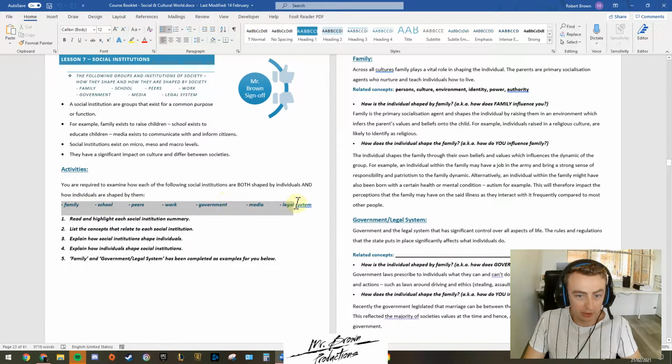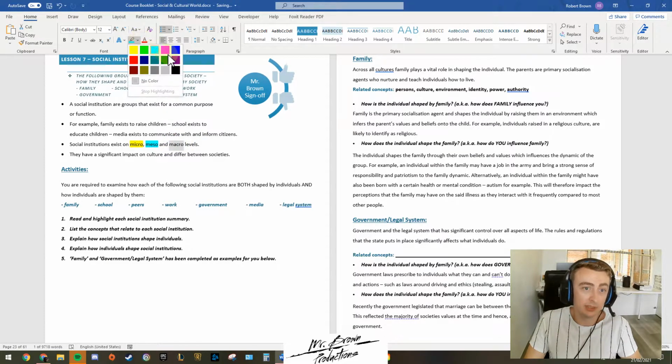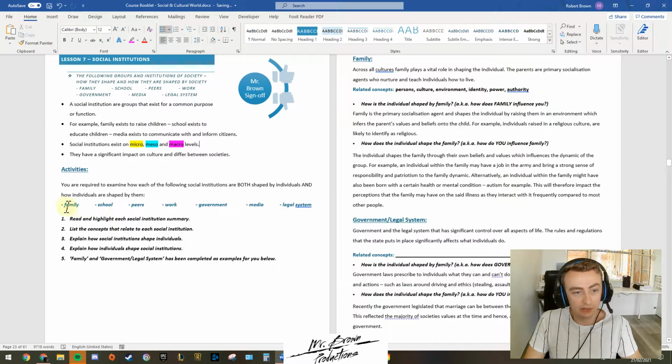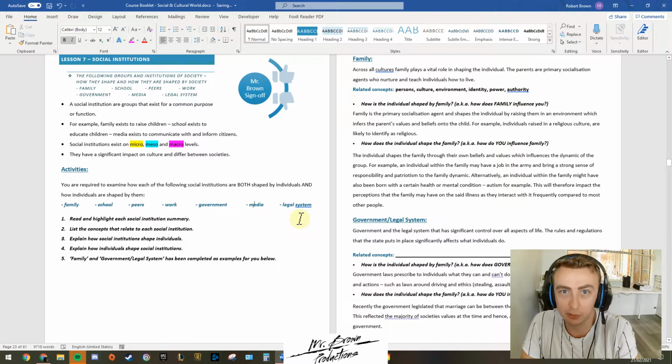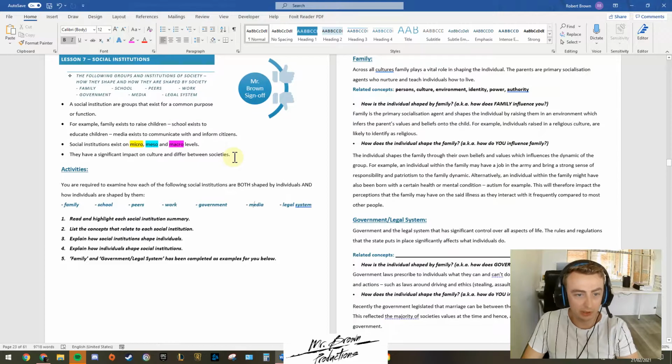So what I want you guys to do is, I've listed them all here. I would like you to highlight these 3 different colors like so. This is just something I thought of on the fly, which is always fun. And then I want you to highlight where family belongs, where school belongs, where government belongs, etc. So say family, for example, is a micro, school is a meso, and government is an example of macro. Can you do the other 4 remaining there? It's always important for us to be identifying and making links between concepts.